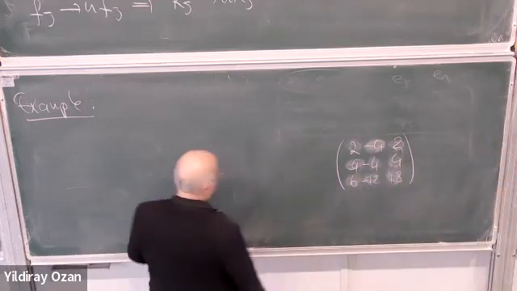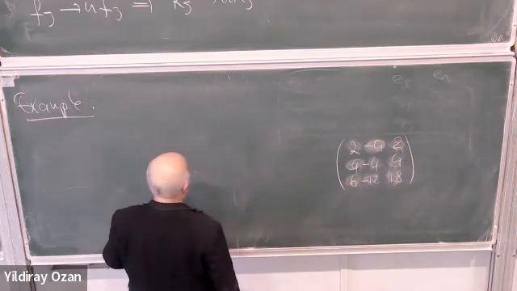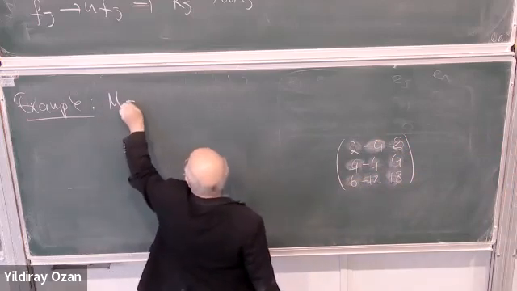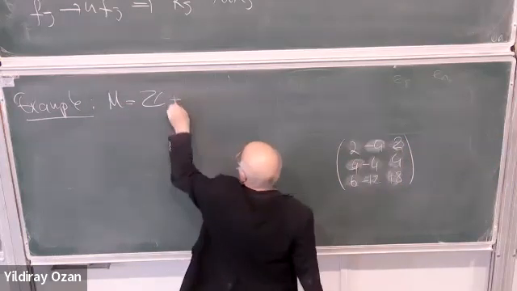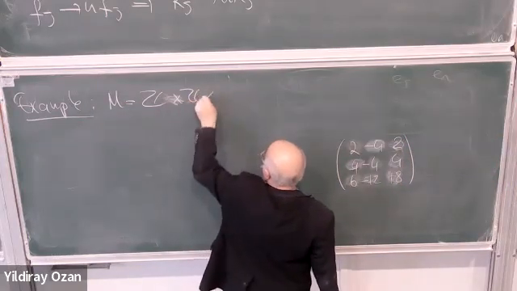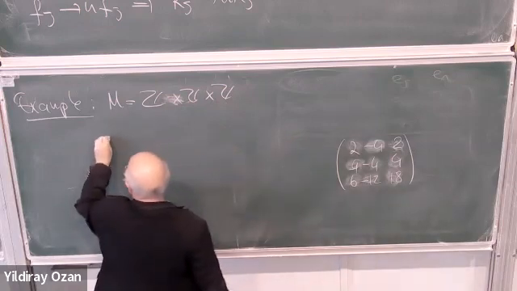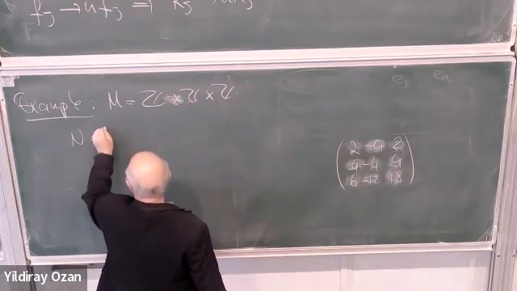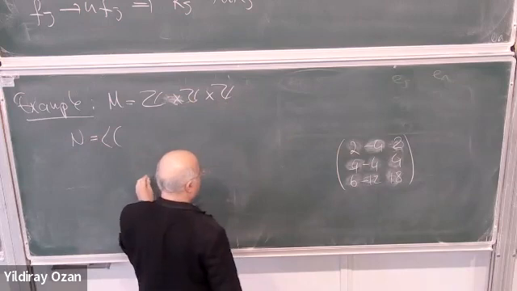Okay. So, let's say M is just Z plus Z times Z, and N is the submodule generated by these vectors.